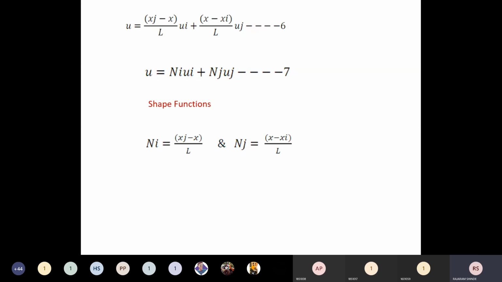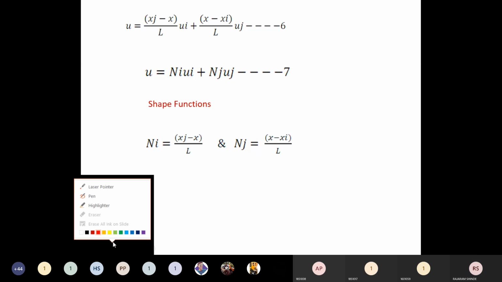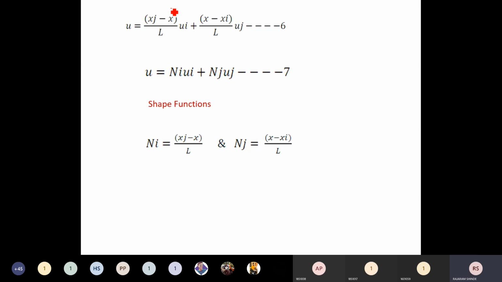You have to remember this. xj minus x divided by L. I have taken one single notation for this term, and one single notation for this term. This is your Ni and this is your Nj. And by replacing this by Ni and this by Nj, I am going to write u is equal to Ni ui plus Nj uj. And Ni equals this one, Nj equals this one.